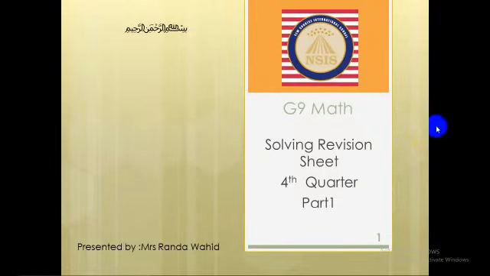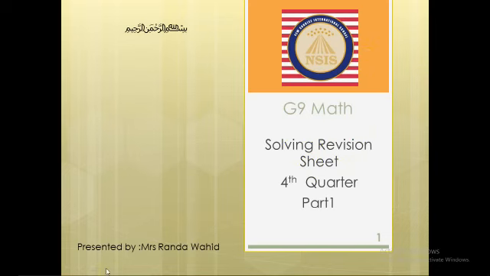Today we're going to start our revision week. Today we're going to solve the revision sheet. Of course, you can find the revision sheet on the website, Sunrise International School Hurghada. You can find it in the icon of the revision.